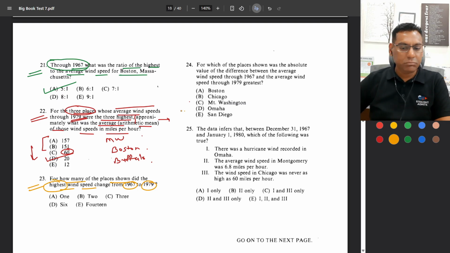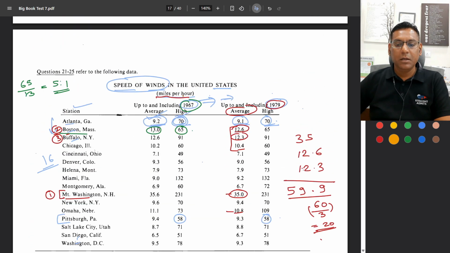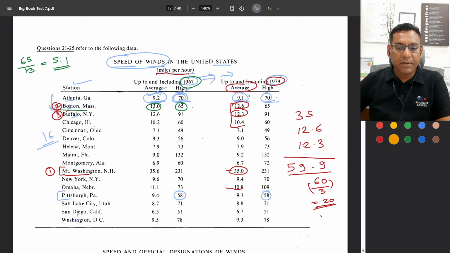If there is no change, no count. Okay. 70, 70, no change; 65, 65, no change; 91, 91, no change; 60, 60, no change; 49, 49, no change; 56, 56, no change; 73, 73, no change; 132, 132, no change.